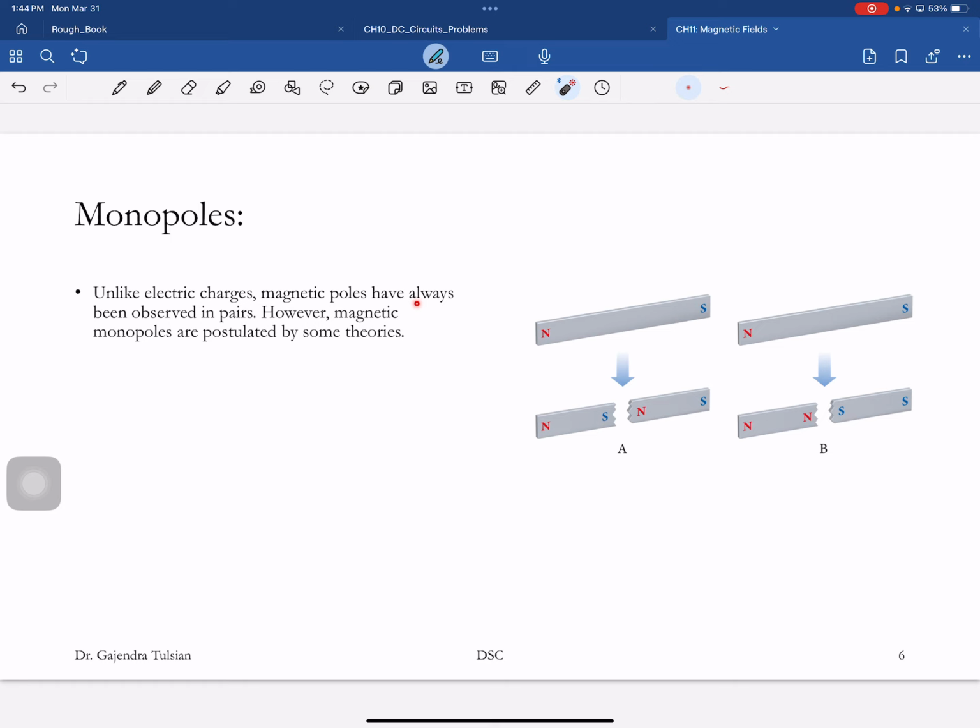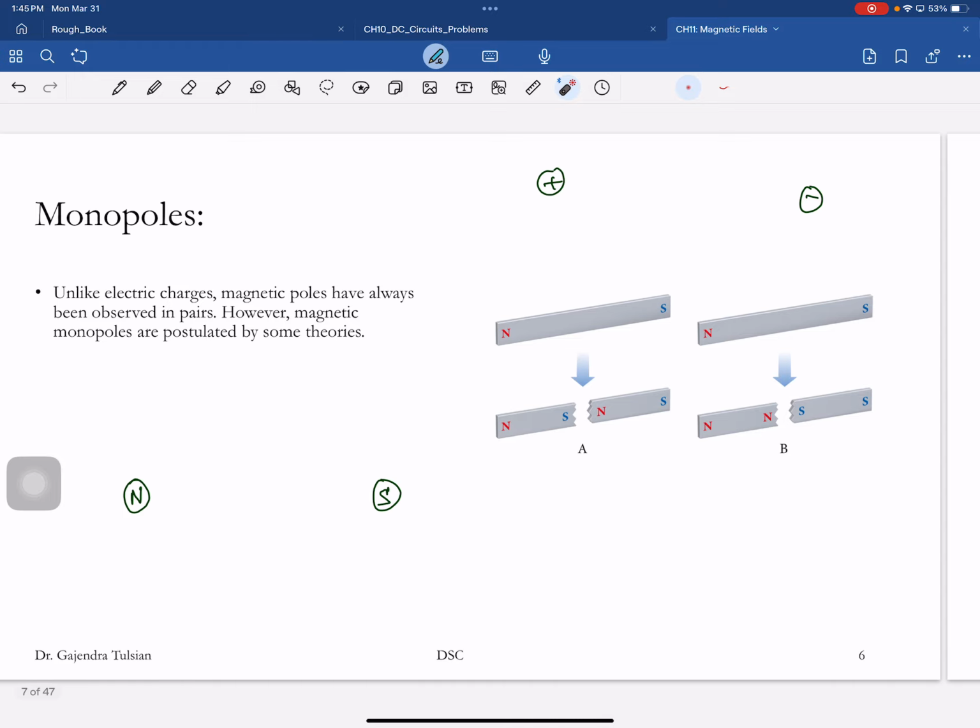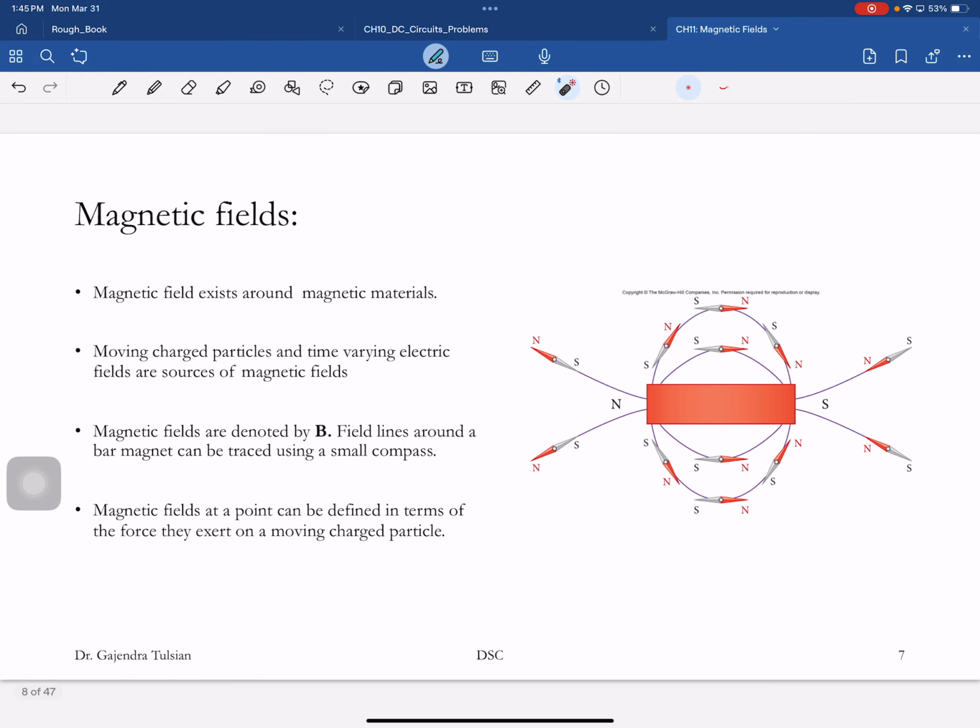Unlike electric charges, magnetic poles have always been observed in pairs. Magnetic monopoles are postulated by some theories. Just like charges, where you see a positive charge and a negative charge separately, we've never seen a magnetic pole by itself. Some theories do postulate them.